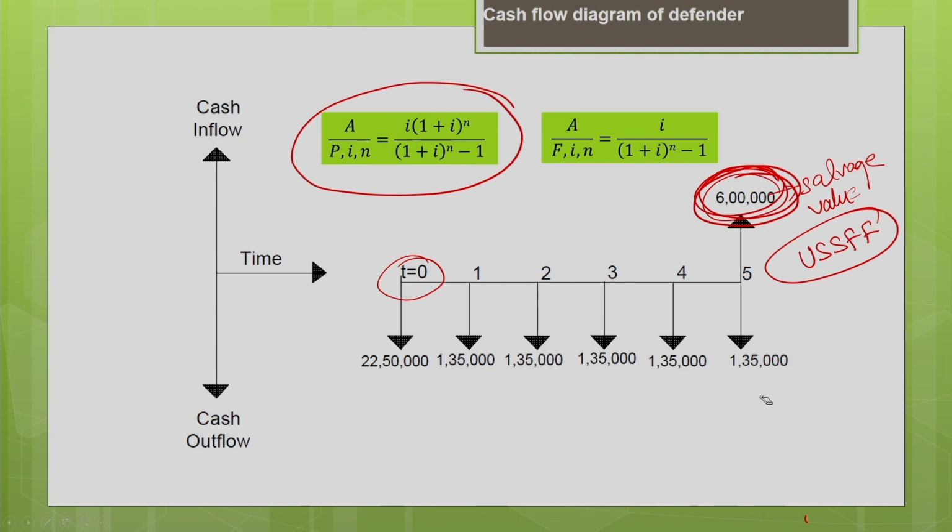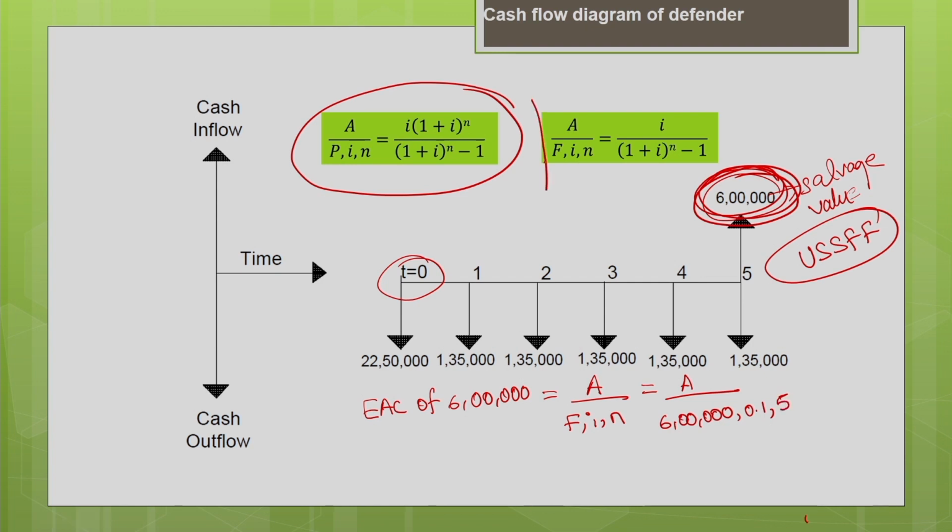So, now you need to find the equivalent annual cost of 6 lakh, okay, that is your salvage value. So, you need to find A for the known F, I and N. F is nothing but your future value, that future salvage value. Okay. So, what is the salvage value? F is nothing but 6 lakh, and the interest rate is 0.1, number of years is 5.